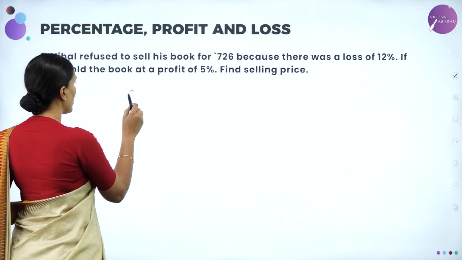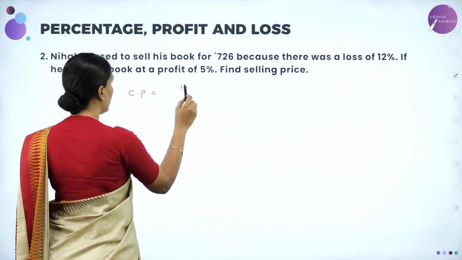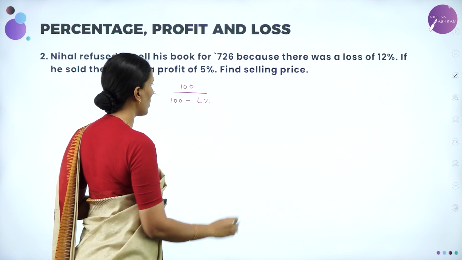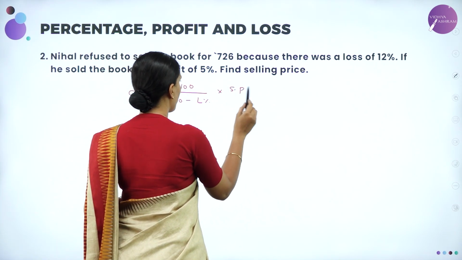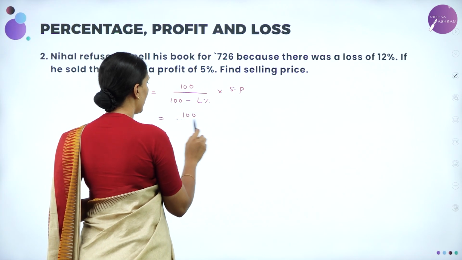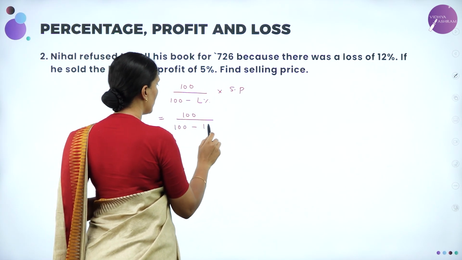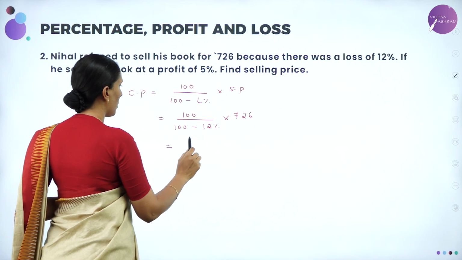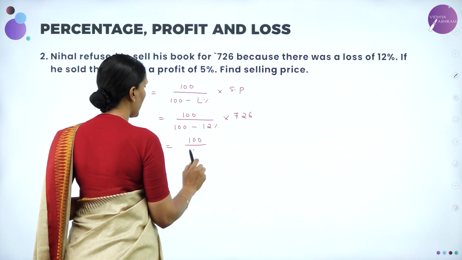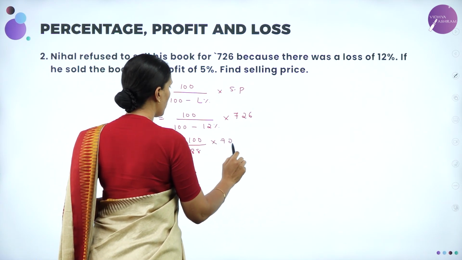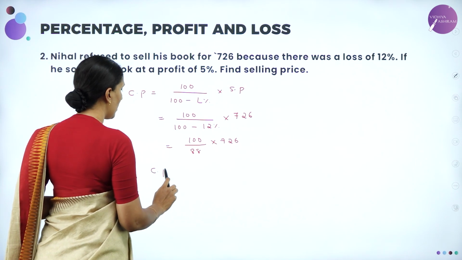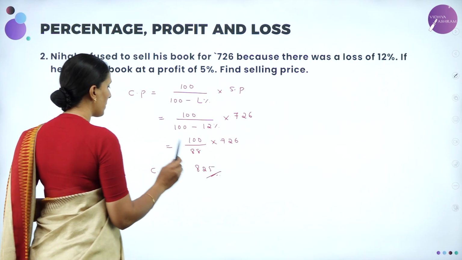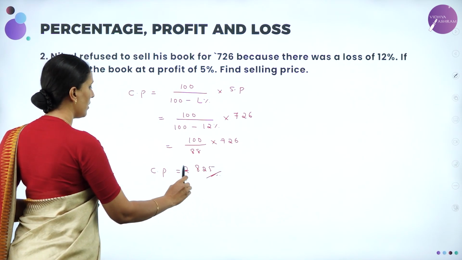So therefore, the cost price is given by the formula 100 divided by 100 minus loss percent, because they have given the loss percent, into selling price. That is equal to 100 divided by 100 minus 12 into 726, which is equal to 100 divided by 88 into 726. So if we calculate, then the cost price will be equal to 825. So therefore, the cost price of the book was rupees 825.